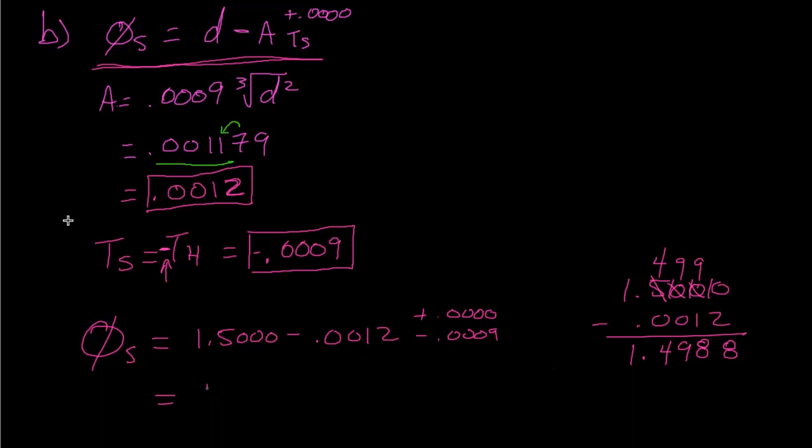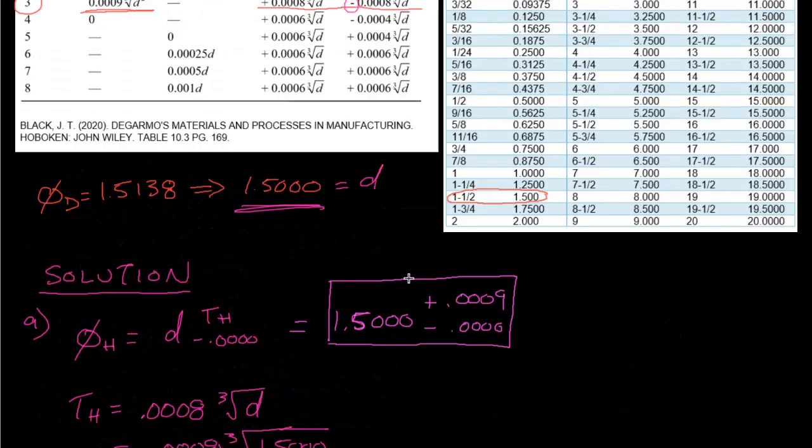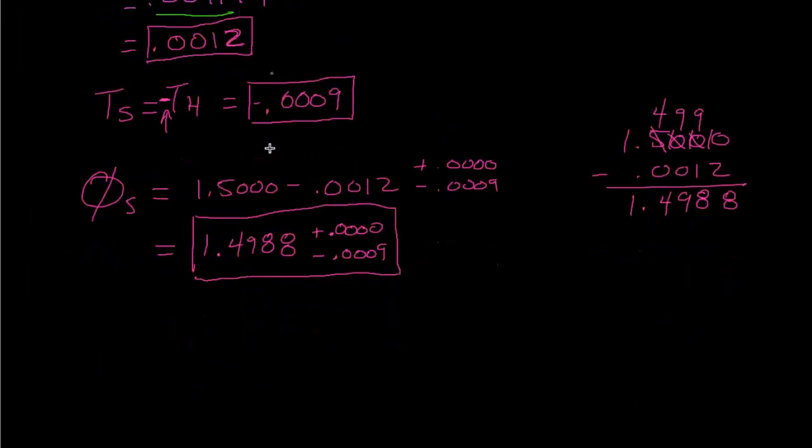So I get a design size of 1.4988 plus nothing minus 0.0009. Okay, and I'll put a box around that one too, because that is now a completed answer for question B. Now it says to look at this minimum clearance and the maximum clearance.